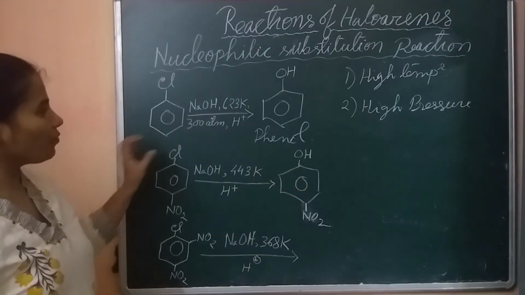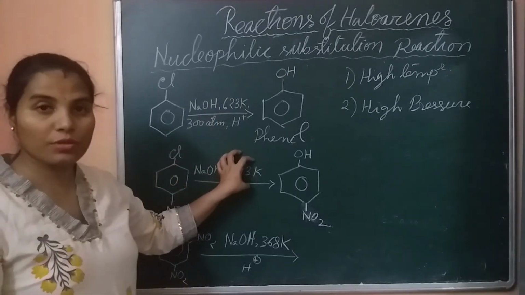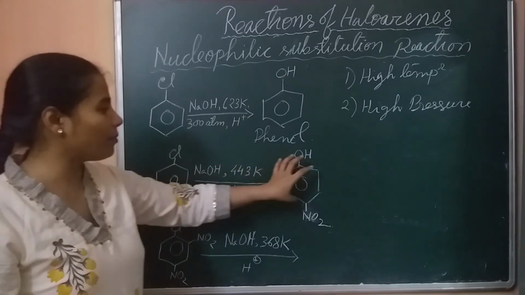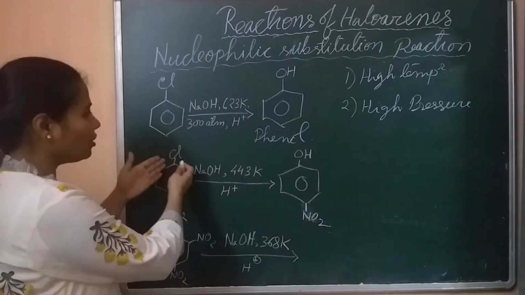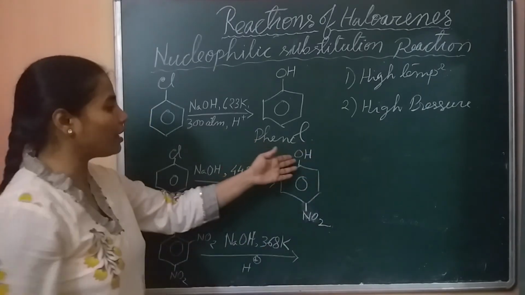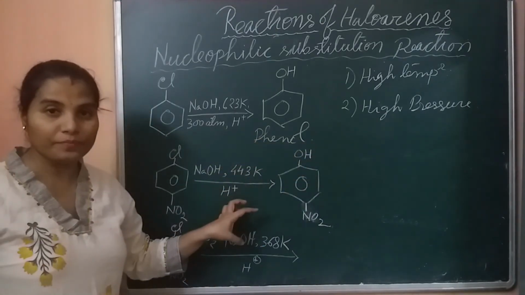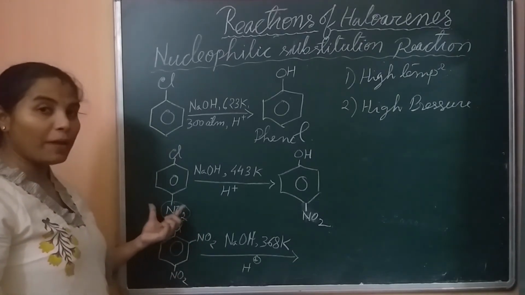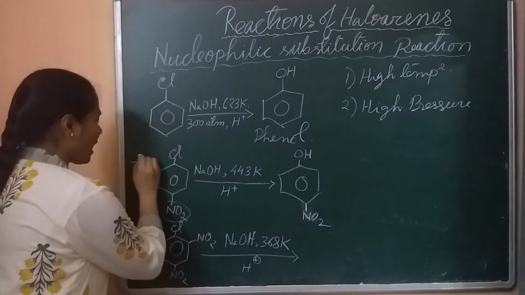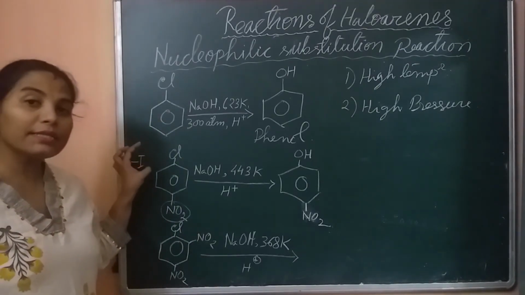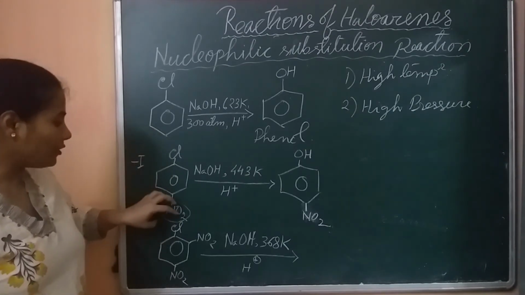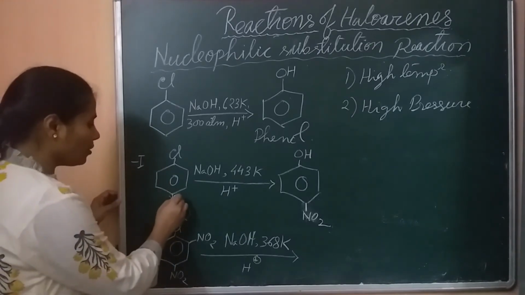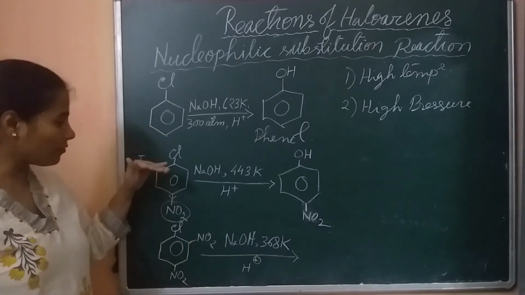Now you can ask me why this temperature is reduced. Even though we reduced the temperature, our phenol is formed, that is, the nucleophile OH has substituted the chlorine. How is it possible? You see, this is the nitro group. The nitro group has what effect? Minus I inductive effect. The nitro group is an electron withdrawing group, which withdraws electrons towards itself.